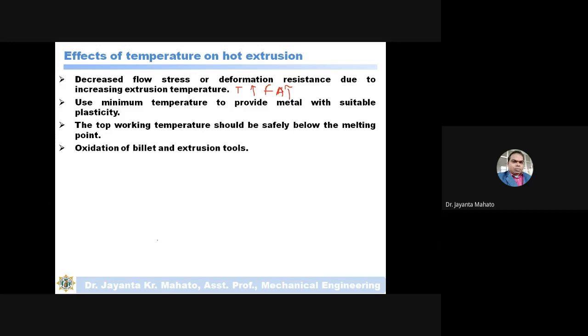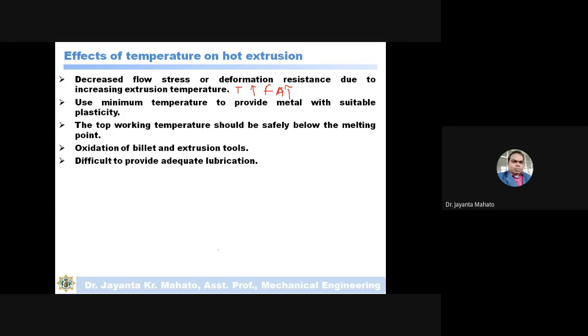It means at a high temperature there is a chance of oxidation of the billet and the extrusion tool also. Billet means the raw material, and extrusion tools means the die and ram. Okay. It is difficult to provide adequate lubricant. So at a high temperature, the lubricating procedure is difficult.